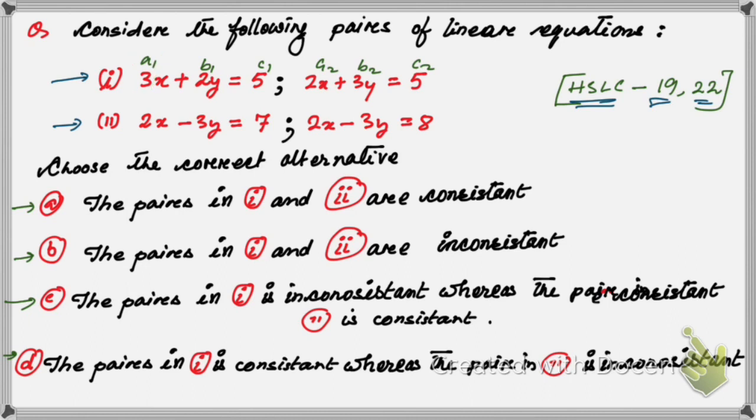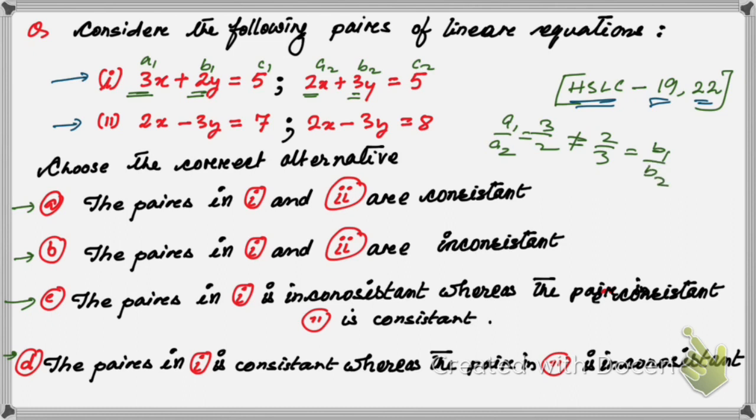So now let's find A1 by A2. That's going to be 3 by 2, right? Then B1 by B2 is 2 by 3. So here you see A1 by A2 is not equal to B1 by B2, right?